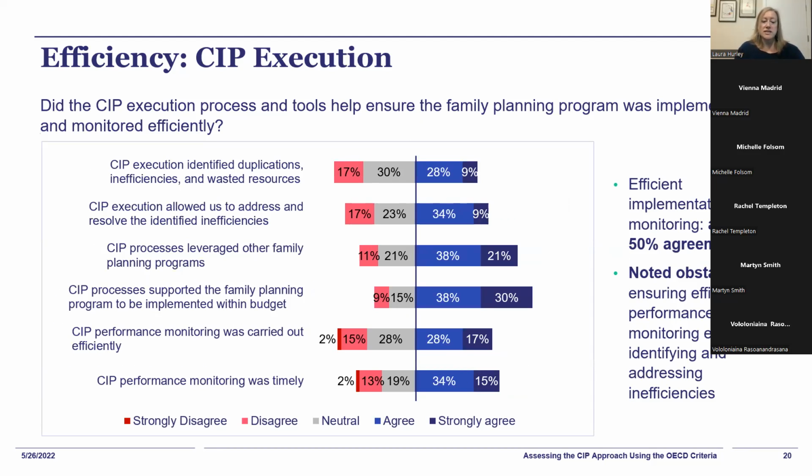So unfortunately, CIP execution processes were not deemed to be efficient by survey respondents, with an average of only 50% agreement. While respondents found that CIP processes support the family planning program to be implemented within budget, ensuring efficiency of performance monitoring efforts seems to be a key challenge. Additionally, there was low agreement to statements about CIP execution processes helping identify or address inefficiencies. Next slide.